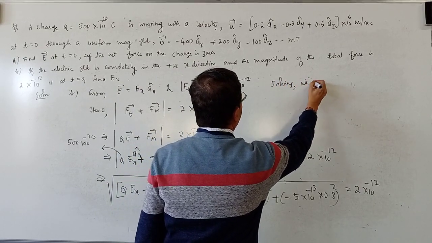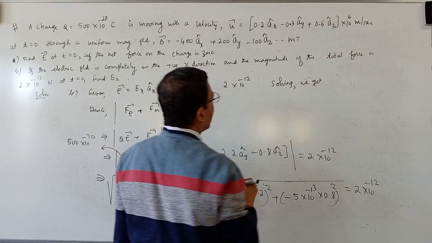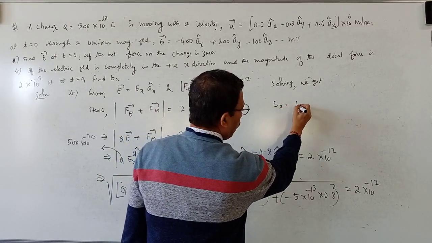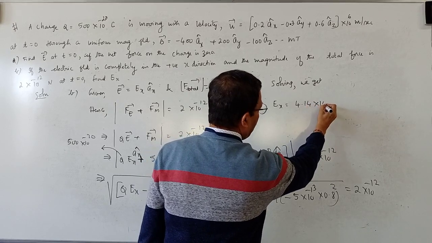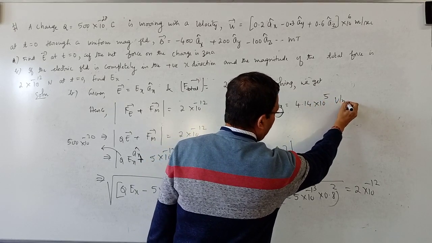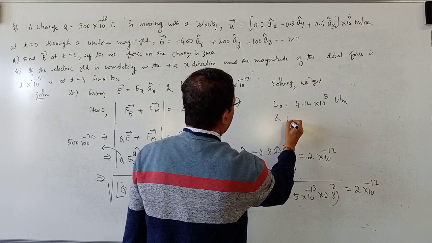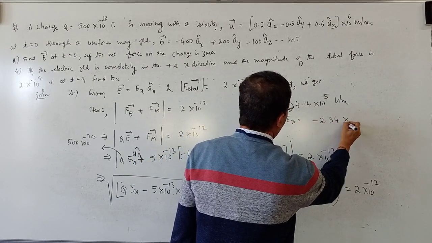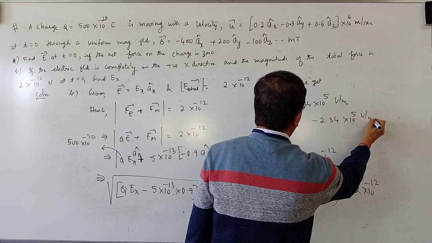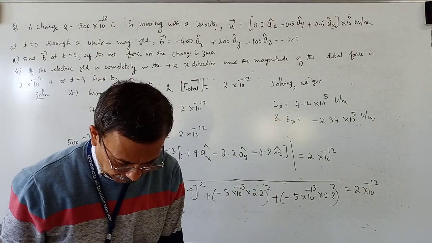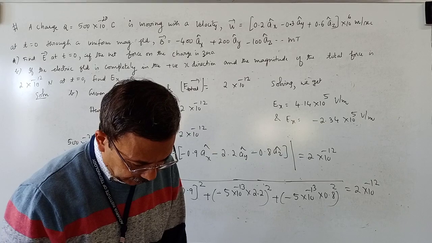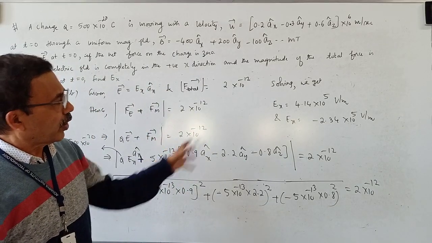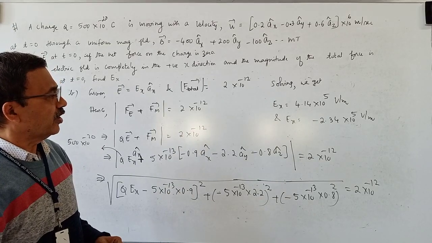Solving we get Ex is equal to 4.14 into 10 to the power 5 volts per meter, and Ex is equal to minus 2.34 into 10 to the power 5 volts per meter. Two answers will come because you will get a quadratic equation. When you solve that, this is the result. Thank you.